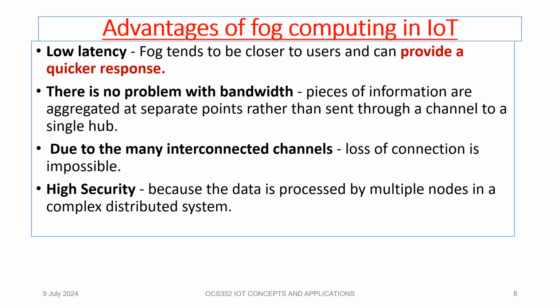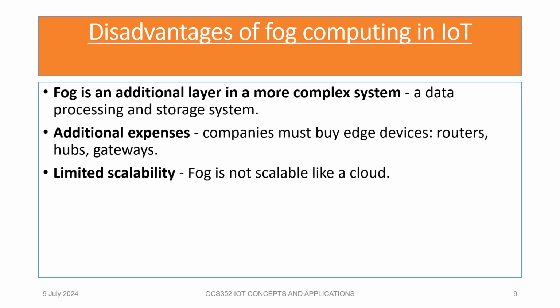Fog tends to be closer to the user and can provide a quicker response. There is no problem with bandwidth, since pieces of information are spread across points rather than sent through a single channel. Due to many interconnected channels, loss of connection is unlikely. There is high security because data is processed by multiple nodes in a complex distributed system.